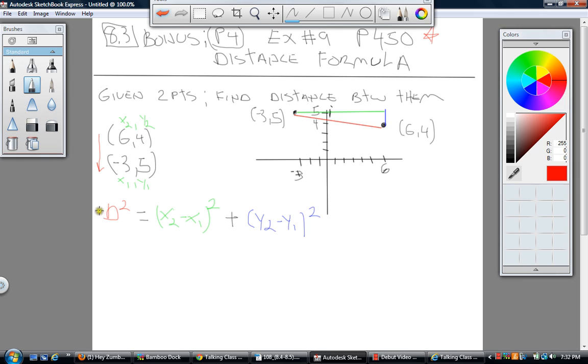Nothing wrong with the distance formula. They give it to you in the book with the big square root. I strongly encourage you to use my way, saying d squared, which is the distance, the red line, the distance between the 2 points, squared, equals the horizontal distance. X is horizontal. That horizontal distance squared plus the vertical distance squared.